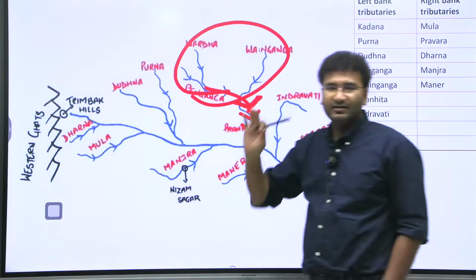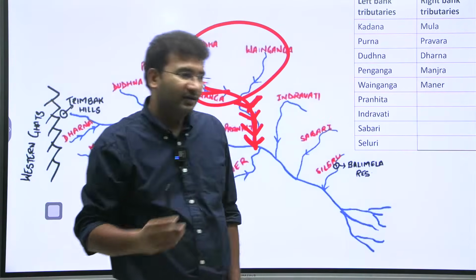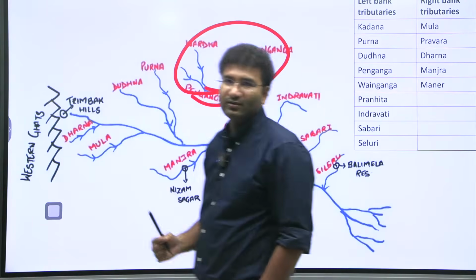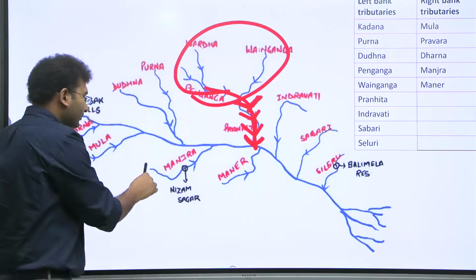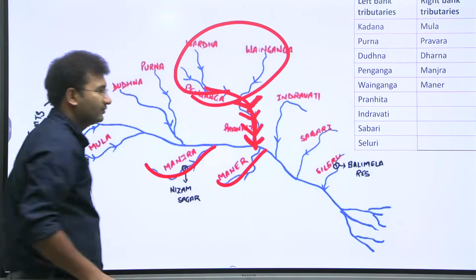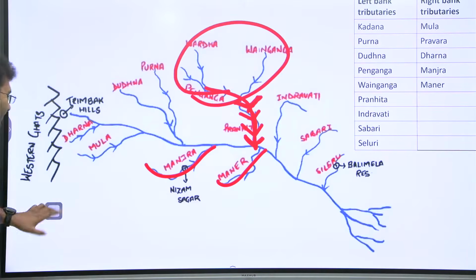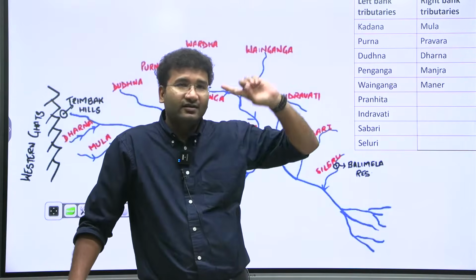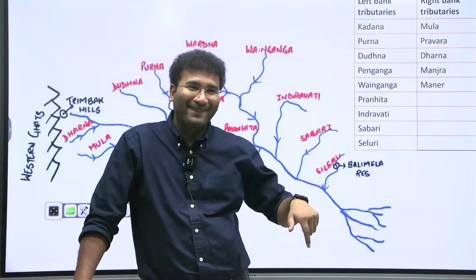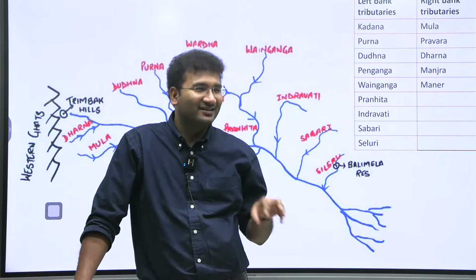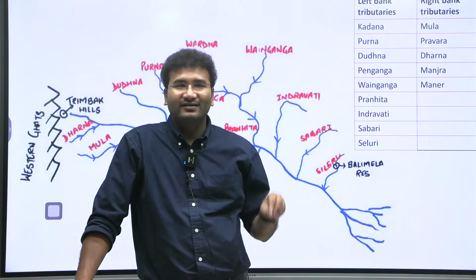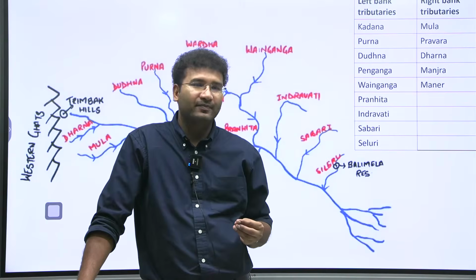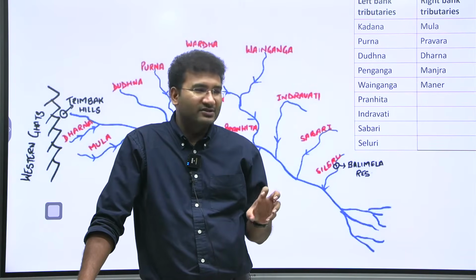So repeat: Dudna, Purna, Pranahita, Indravati, Shabari, Sileru. Right bank tributaries: Manjira, Maneru. Reservoirs that are built: Nizam Sagar, Krishnaraja Sagar on the Kaveri, Hussain Sagar, Tungabhadra on the Krishna, and the Stanley Reservoir, Mettur Dam. So like that, dams are also important.